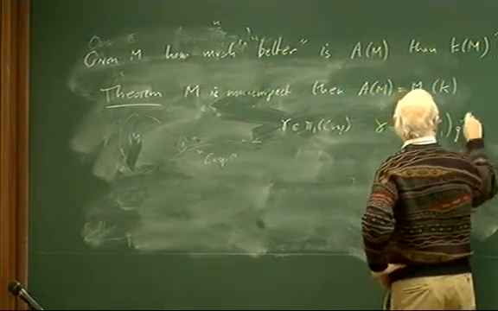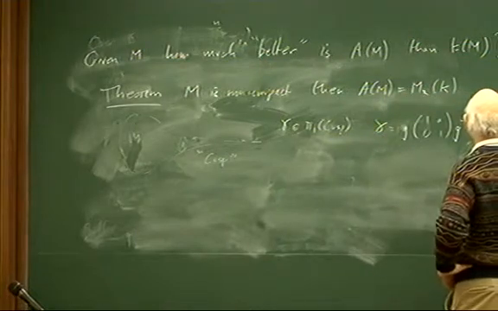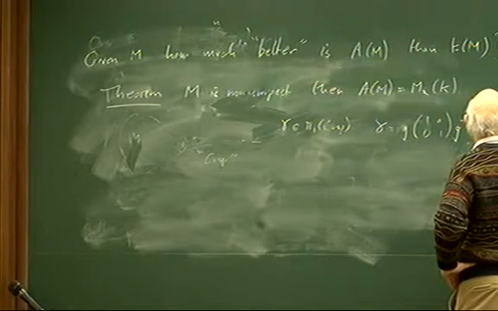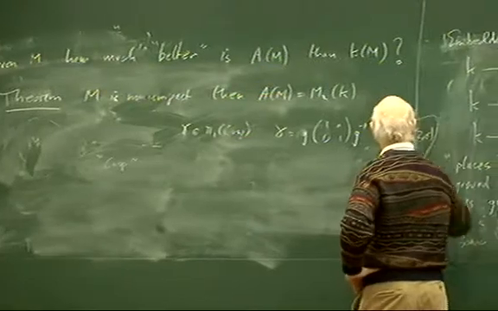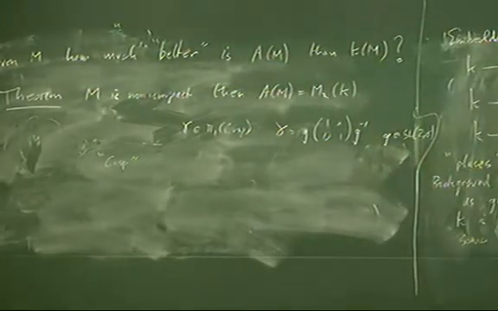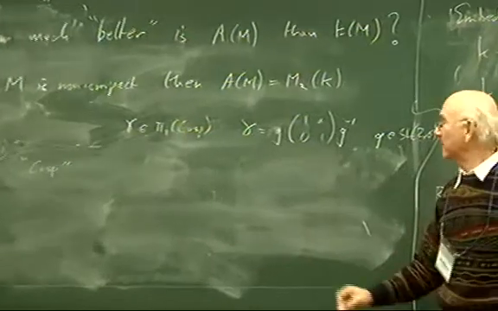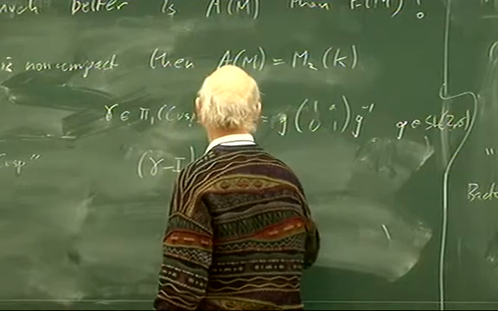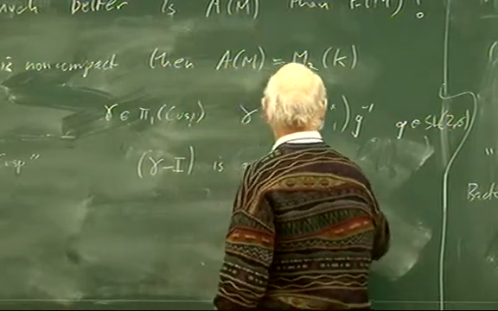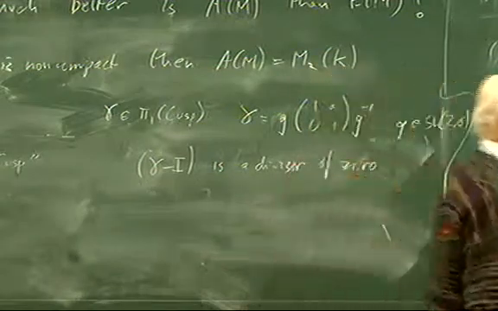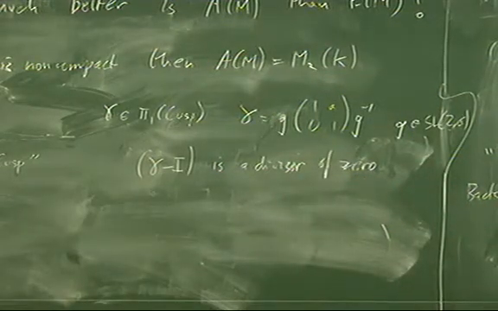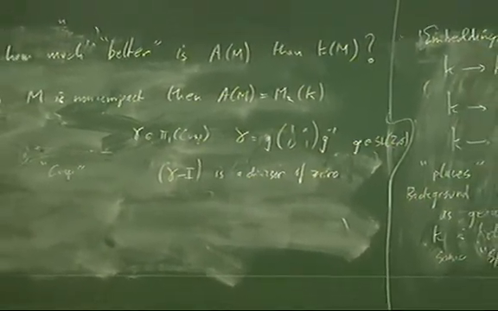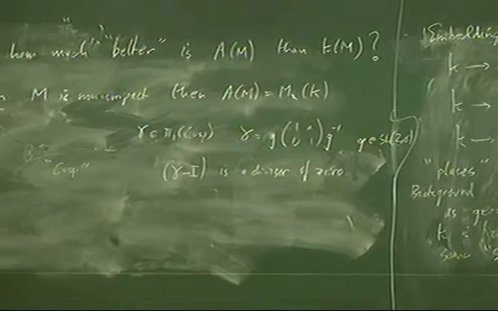Let me write it this way: gamma in SL2C. Okay. So if it's non-compact, you have parabolic elements like this. But then it's a little exercise to see that gamma minus I is a divisor of 0. Okay? And so in other words, you can't be getting a division algebra. So you must be in this unramified situation.